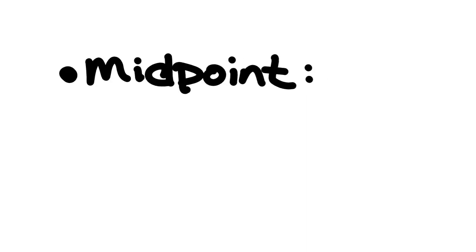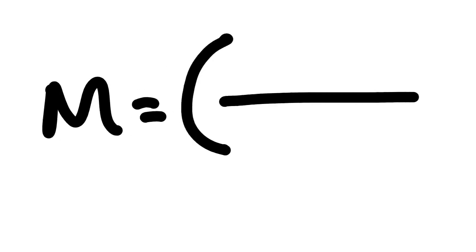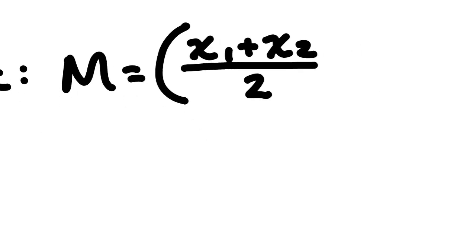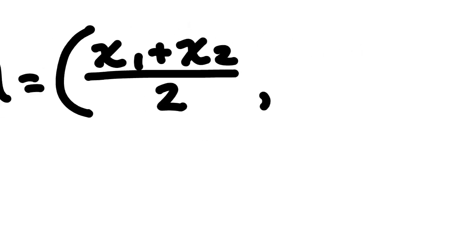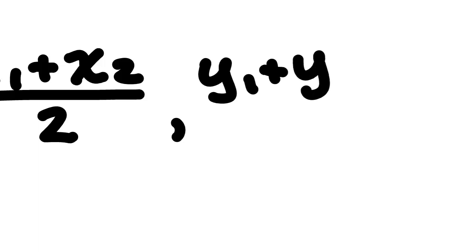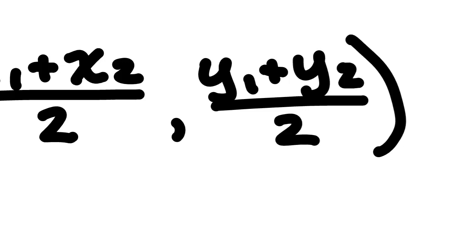For midpoint, capital M to stand for midpoint equals, and then we've got a big set of parentheses with two fractions inside. Do you have to have the M on the outside? That's what stands for midpoint. So how you find the midpoint is what comes after the equal sign. All right, so there's our midpoint formula.